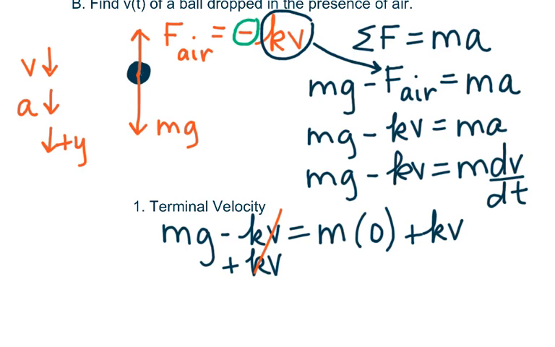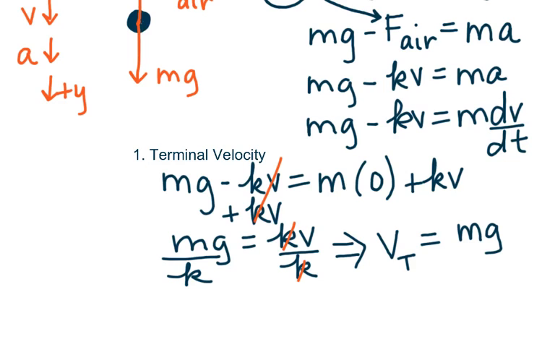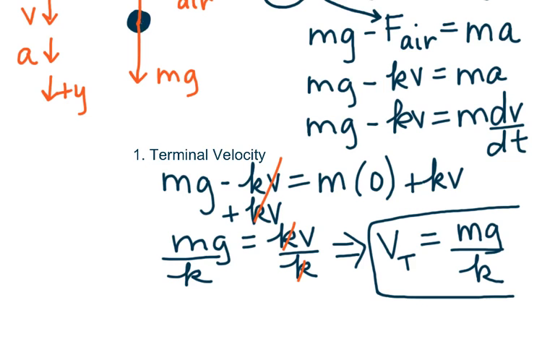And I end up having the weight is equal to kV. Then what I'm going to do is divide both sides by the constant k. And I now have an expression for V. Sometimes people will write a little subscript of T there for terminal, and that will be equal to mg over k. So this would be our terminal velocity value.